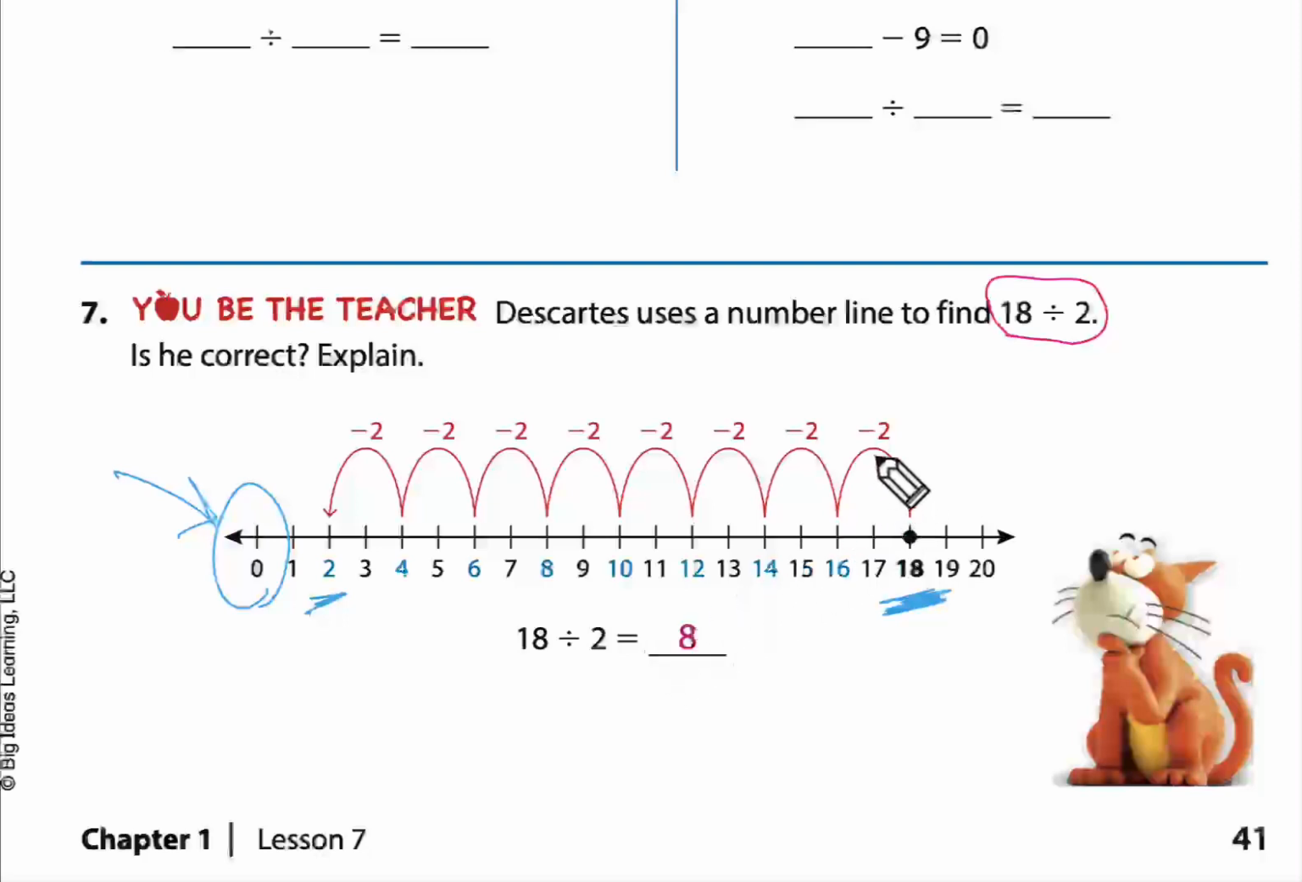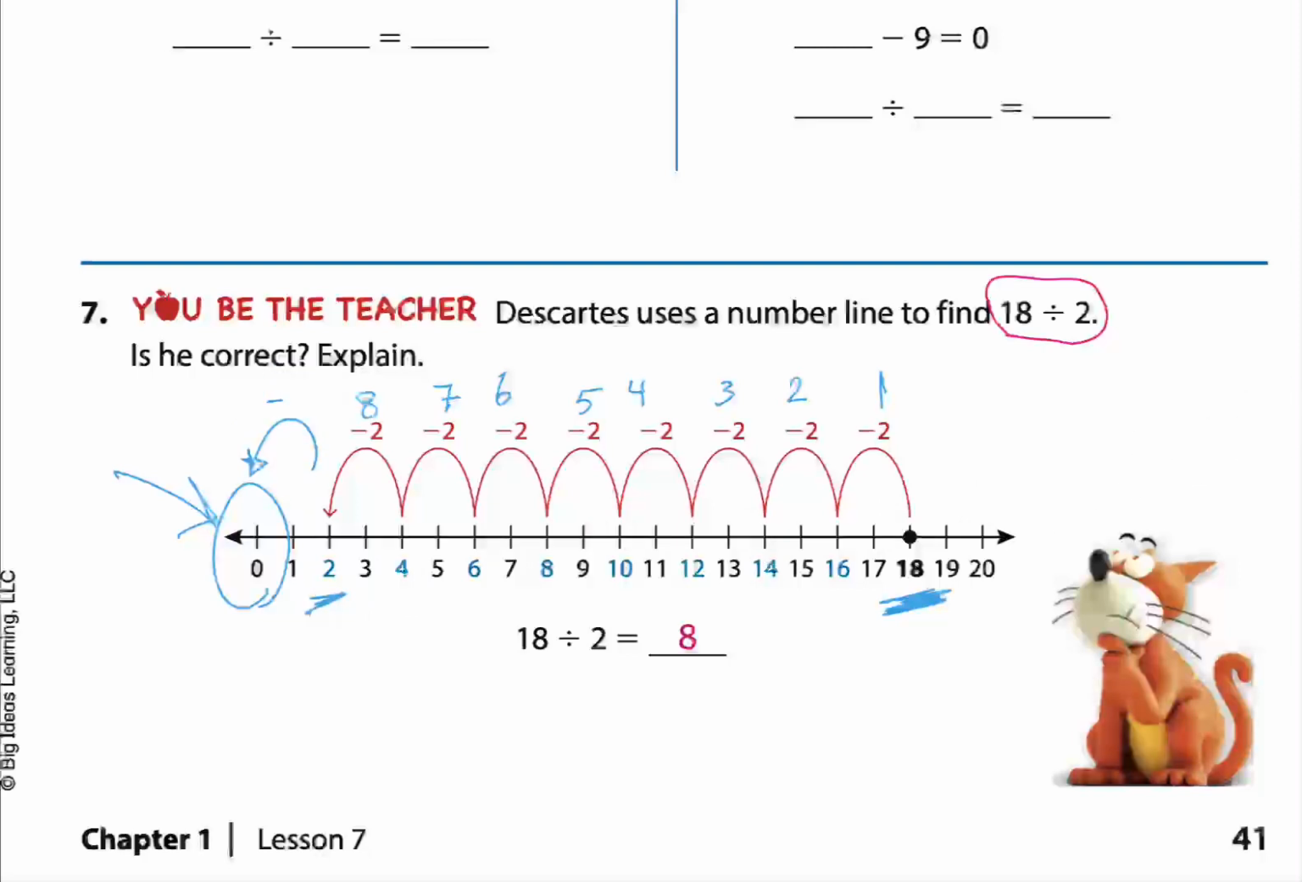And now let's count how many jumps he did. 1, 2, 3, 4, 5, 6, 7, 8. Oh, we need one more jump to get to 0. So he did it wrong.